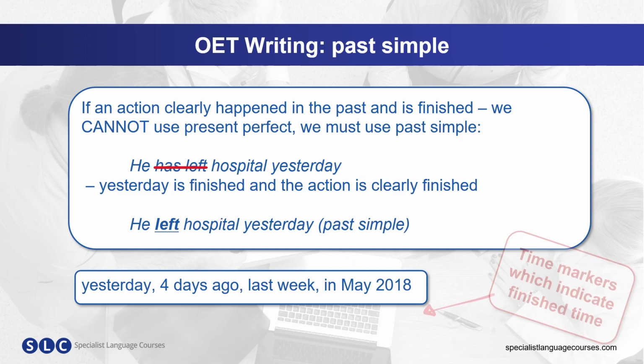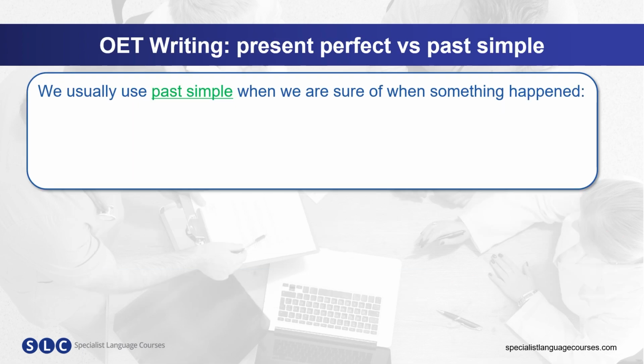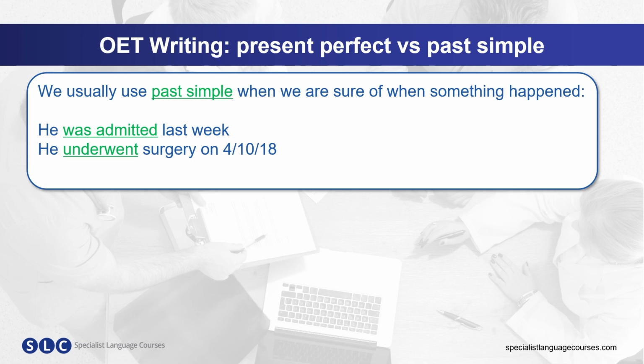For example, yesterday, 4 days ago, last week, and in May 2018. We usually use past simple when we are sure of when something happened. He was admitted last week. He underwent surgery on the 4th of October. He started taking his medication yesterday.